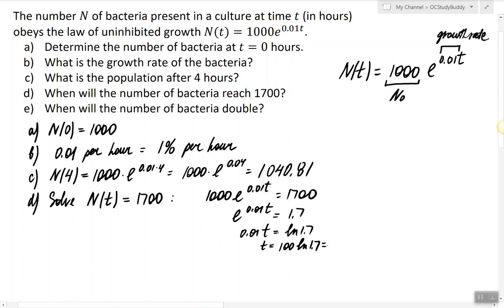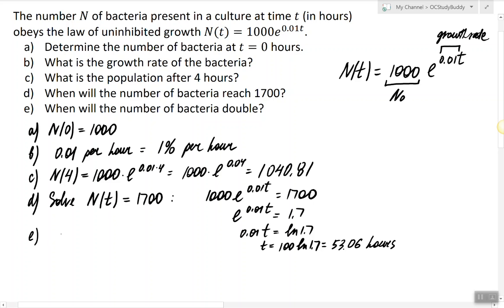And to compute this, again, I'm going to use a calculator. ln of 1.7 is 0.53, multiplying it by 100, we get 53.06 hours. So the answer is it will take 53 hours for bacteria to reach 1700 population.